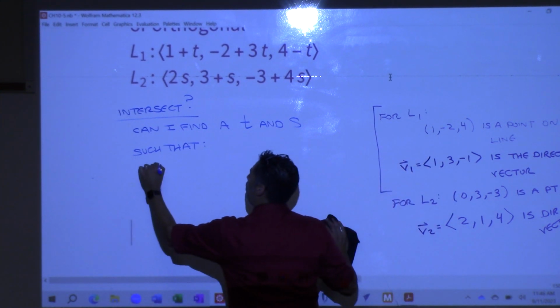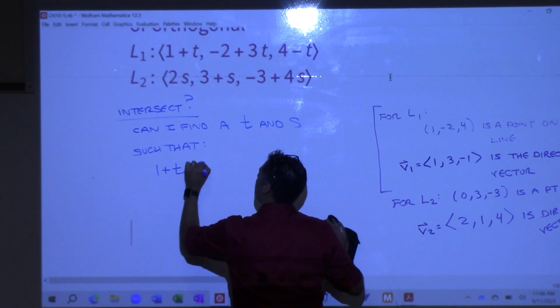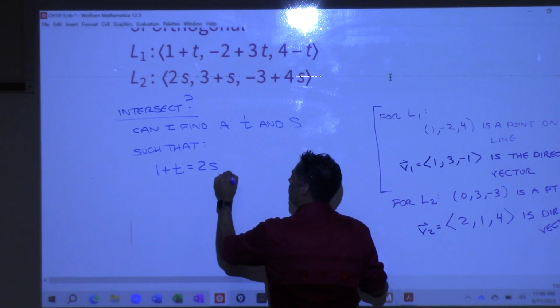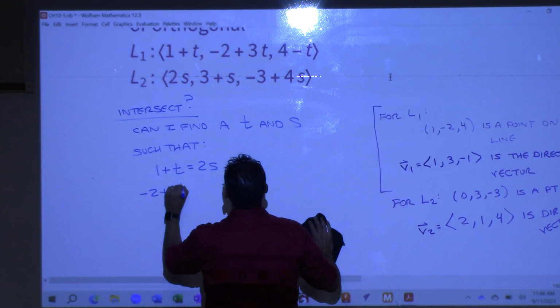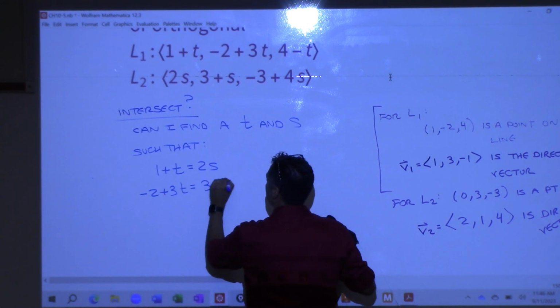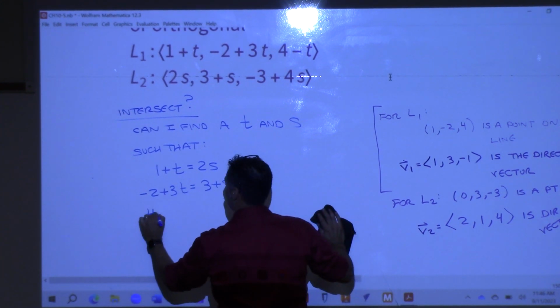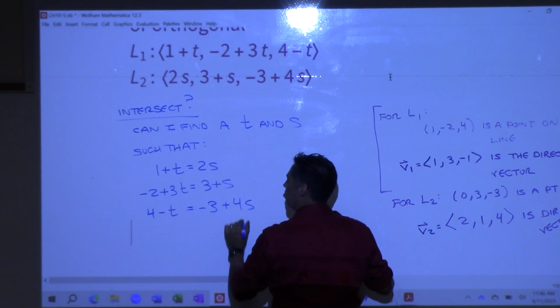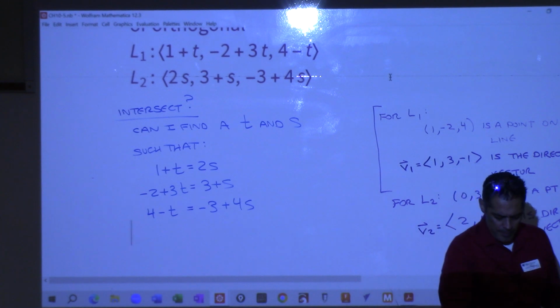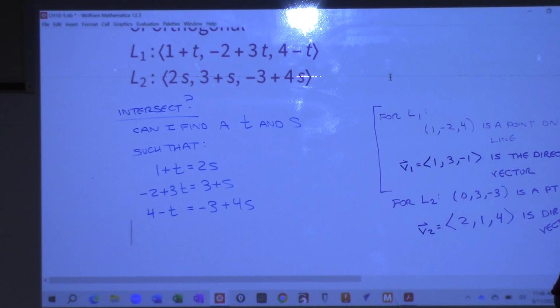First, 1 plus t equals 2s. The next thing that has to be true is negative 2 plus 3t has to be 3 plus s. And the last thing that has to be true is 4 minus t must be equal to negative 3 plus 4s. See what I'm doing? Trying to figure out what number I can plug in that's going to make my x, y, and z all simultaneously the same.